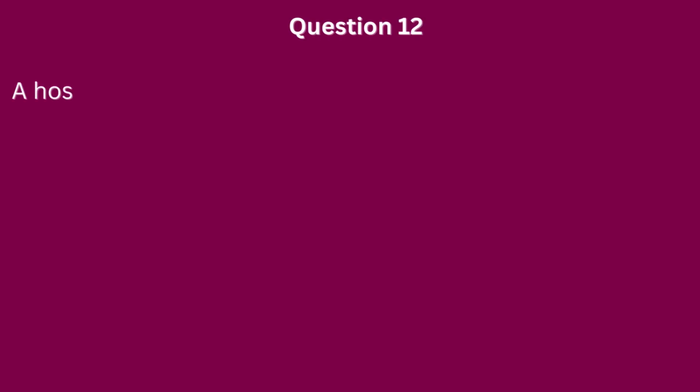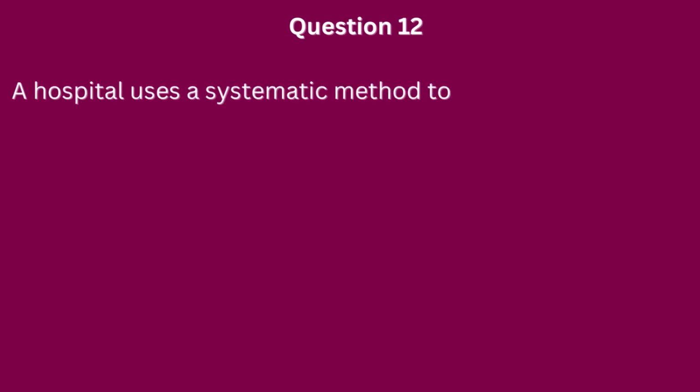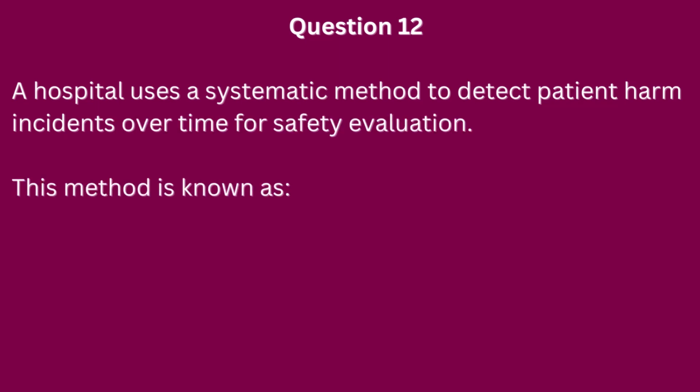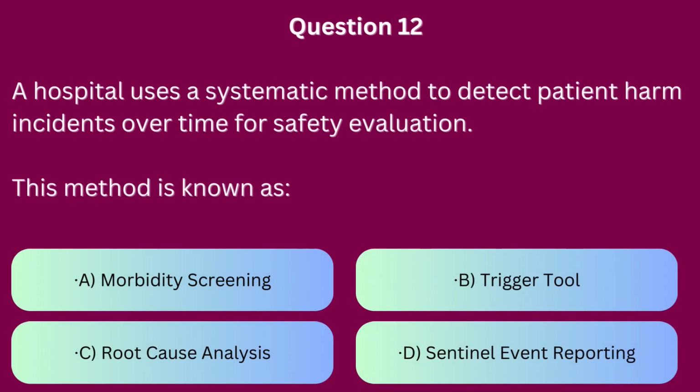Question 12. A hospital uses a systematic method to detect patient harm incidents over time for safety evaluation. This method is known as A. Morbidity screening, B. Trigger tool, C. Root cause analysis, D. Sentinel event report. The correct answer is B. The trigger tool is a methodology for harm detection in a hospital, used to track rates of harm over time and evaluate patient safety, aligning with the scenario described.